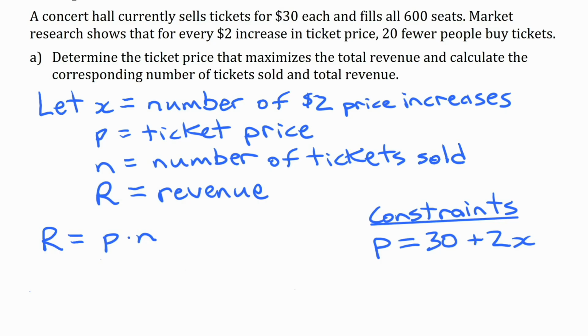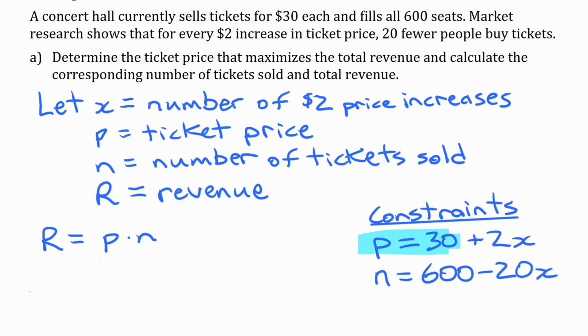And then I can also relate the number of tickets sold to x as well. I can say that N is going to be equal to currently 600, but every time I increase the price, 20 fewer people are going to buy. So it's actually going to be minus 20 times x. Every time I increase the price, 20 times that is how many fewer people are coming.